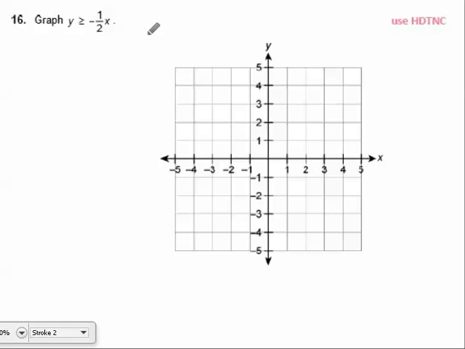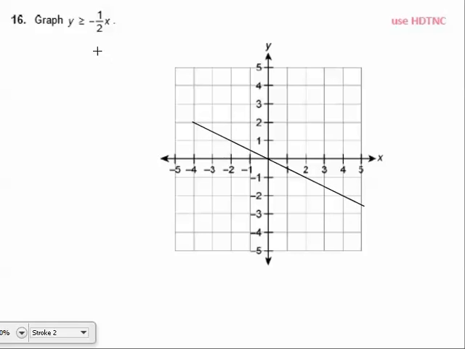Okay? This one they're asking you to graph y is greater than or equal to negative 1/2 x. Well, it's going to go through the origin. It's going to go up 1 and to the right 2. And so it's going to go from here. And it's greater than or equal to, so it's a solid line. It's going to look like that.